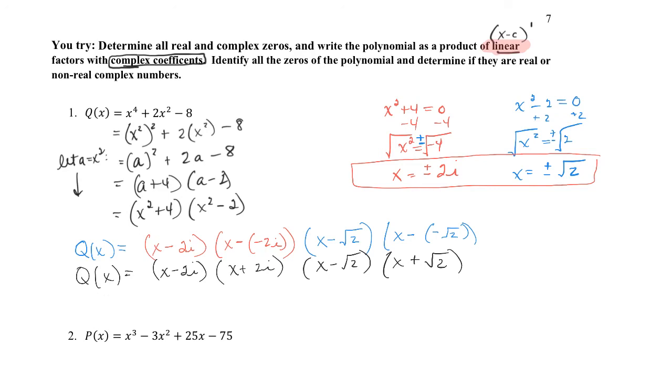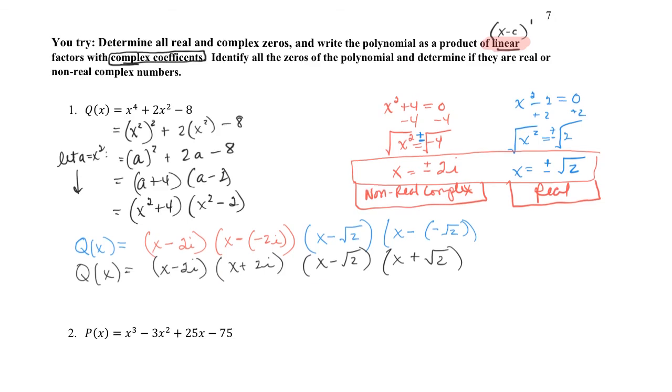Well, x equals plus or minus 2i, that's non-real complex. Okay, because it's imaginary. So those are non-real complex. And then x equals plus or minus the square root of 2. Square root of 2, we may not love working with that number, but it's a real number. So these are real. Okay, and so now that's your final answer.